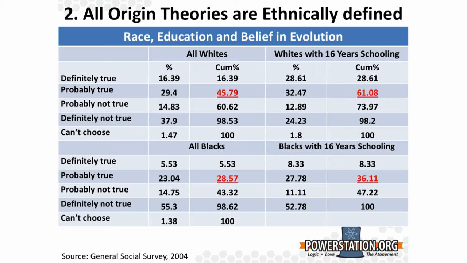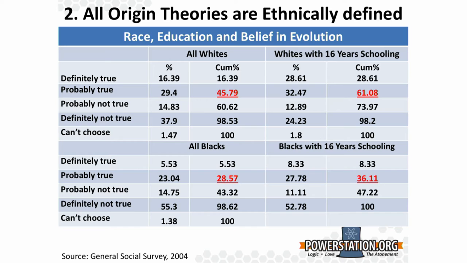But once they go to college and they get a college degree, it jumps to 61%. 61% of white Americans who have a college degree believe that evolution is probably true. University training makes the difference for whites. It changes people's ideas. And this is why the battle is so strong on the university campuses.